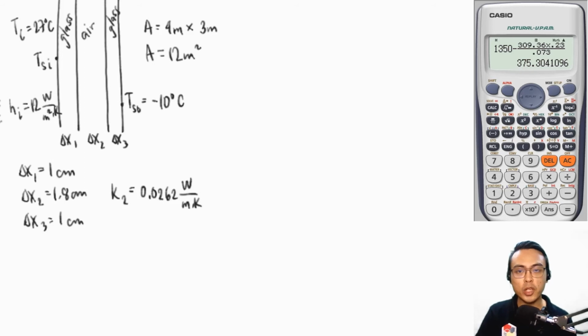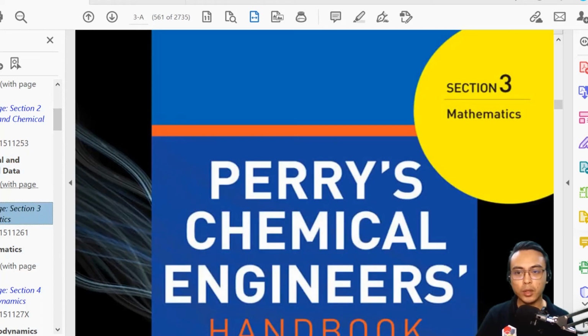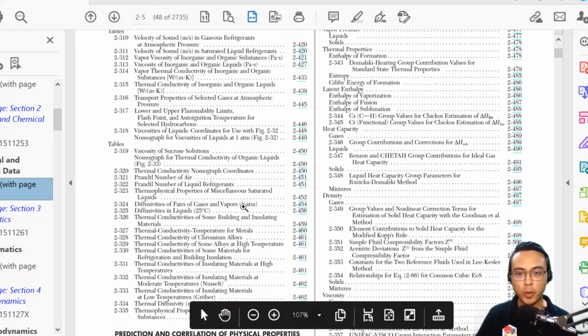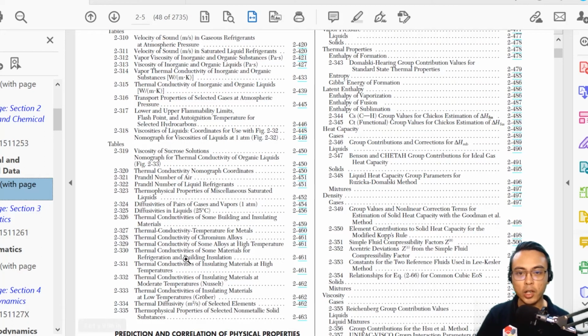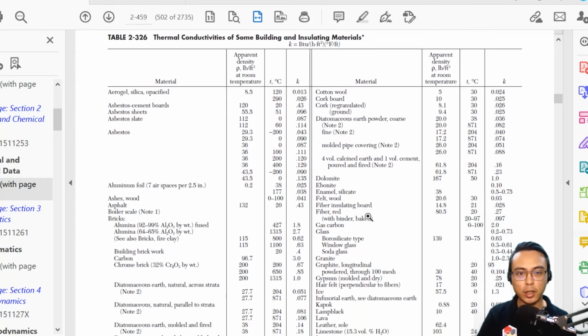Now, before we proceed with the problem solving, we first need to determine the thermal conductivity of glass. Remember that it was not given in the problem, so we have to search for its value. And let's take a look at its value from our handbook. We can find that data in Chapter 2, under transfer properties. We want the thermal conductivities of some materials for refrigeration and building insulation. Let's take a look at this table, table 2-326, and look for glass.